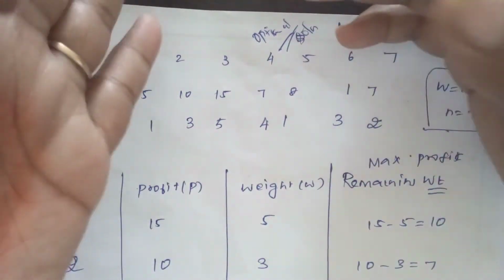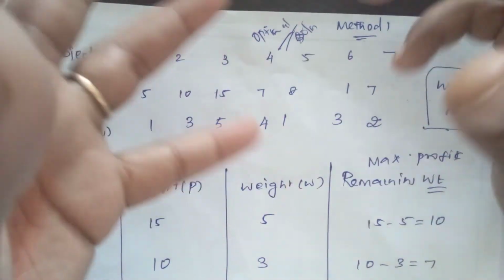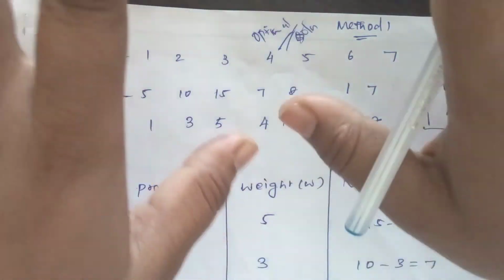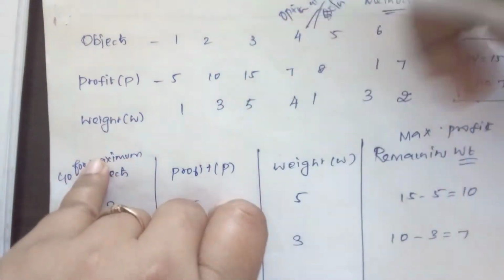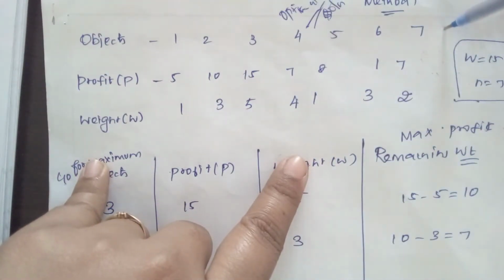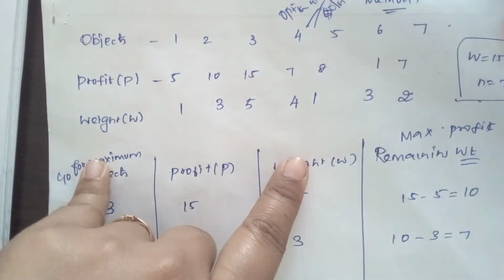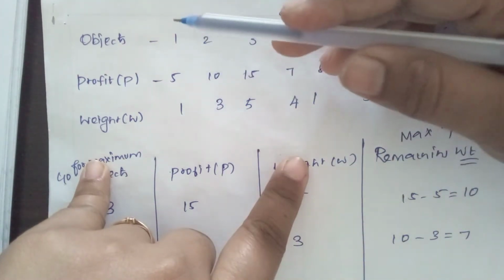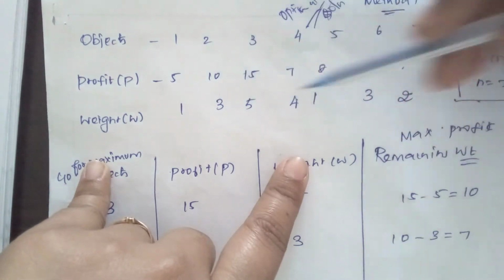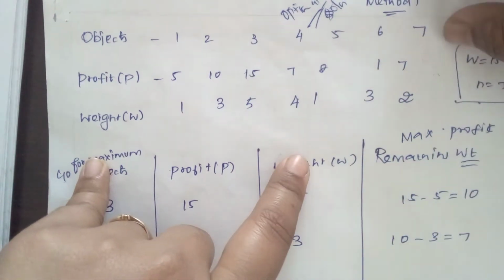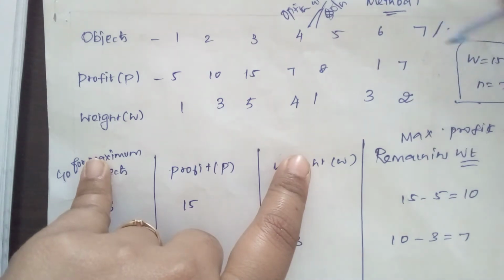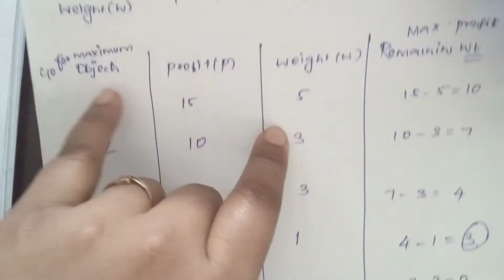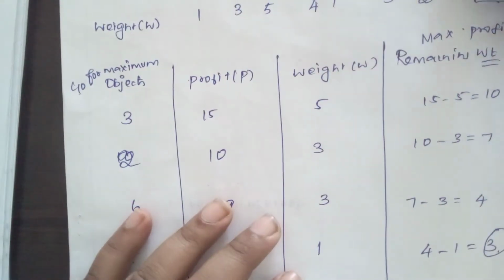So how can we find the optimal solution in the fractional knapsack problem? Let's see the question here. I have objects 1, 2, 3 up to 7. They will give everything in the question: profit and weight for each object. See here, n equals 7. Let's see everything.